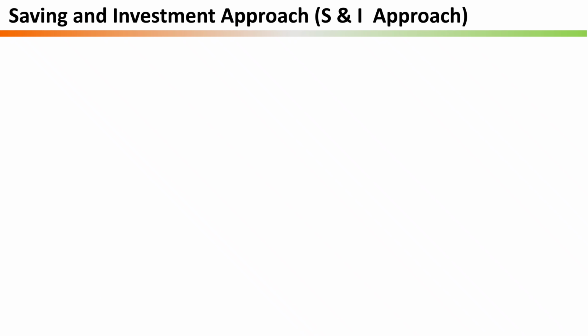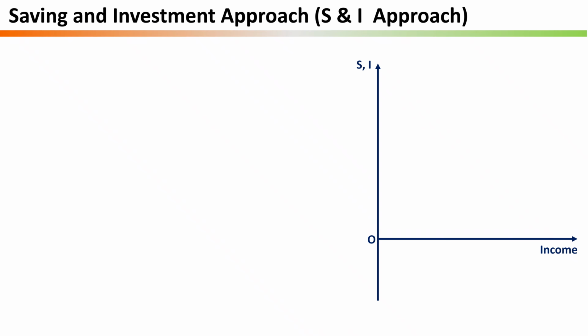Let's understand the savings and investment approach with the help of a diagram. Let's draw the axes and label them. Income on the x-axis, savings and investment on the y-axis.